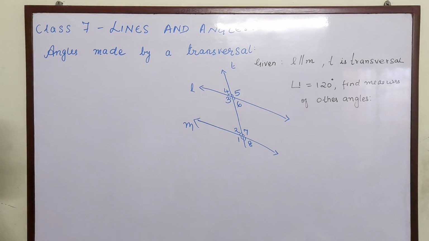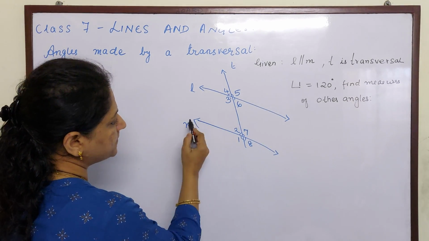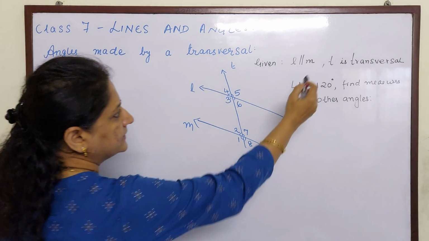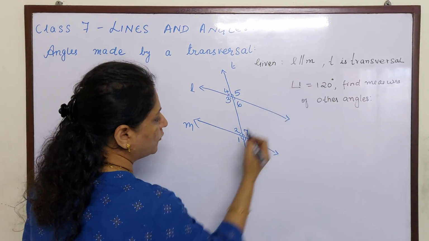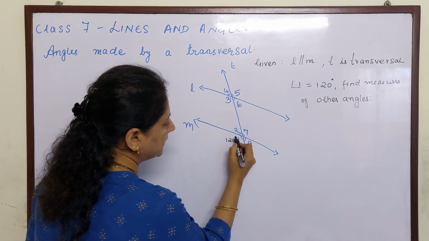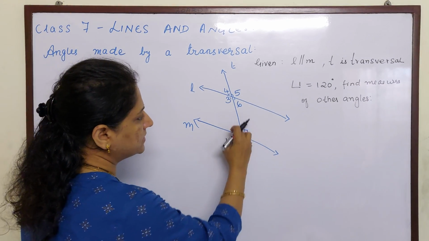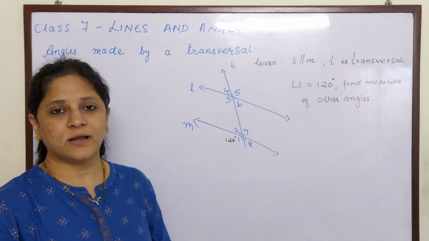So here they have given the question that line L is parallel to line M and that T is the transversal. They have given the measurement of only angle 1, that is 120 degrees, and they have asked us to find out the measure of all other angles.